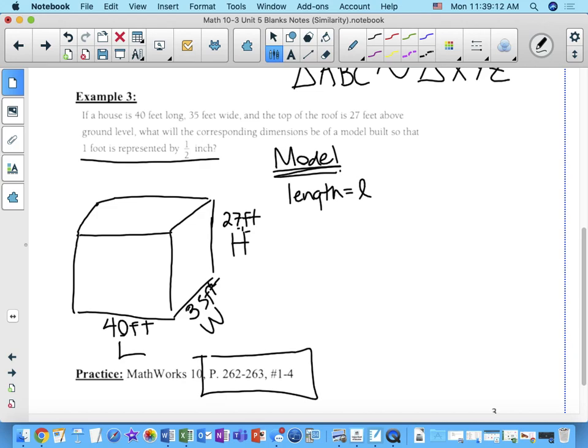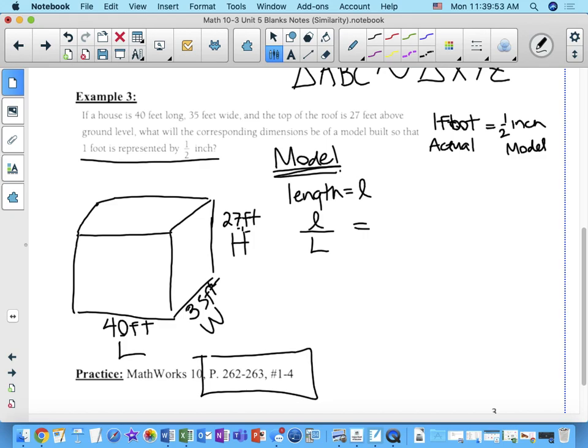We don't know what that is. We do know what the actual is. Does that make sense? We know that the actual one is 40 feet. So I'm going to say length over length equals, now what we know here is that 1 foot actual equals 1/2 inch model. This is what we're told.